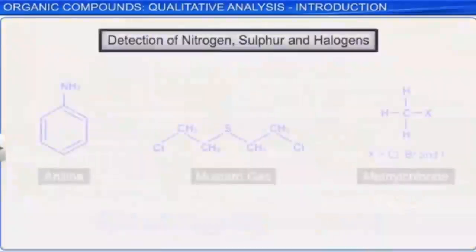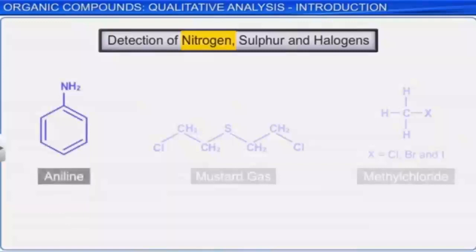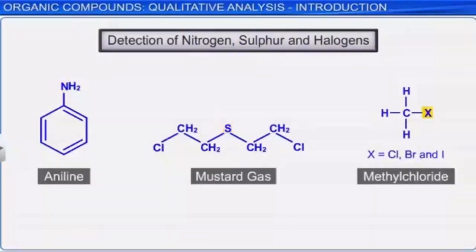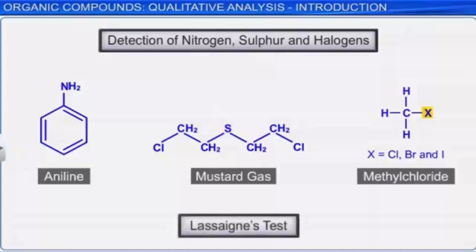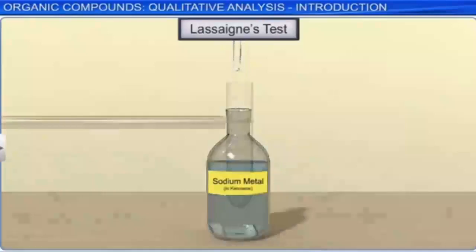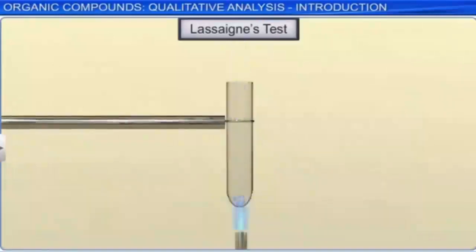Now, let us look at the detection of other elements such as nitrogen, sulfur, and halogens. The presence of nitrogen, sulfur, and halogens can be detected using Lassaigne's test. In Lassaigne's test, a small piece of sodium metal is taken into a fusion tube and is heated to red hot. Then, the given compound is added to it in small amounts and the fusion tube is again gently heated to red hot.